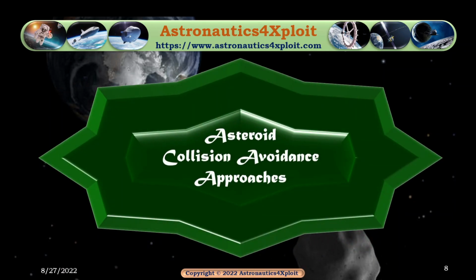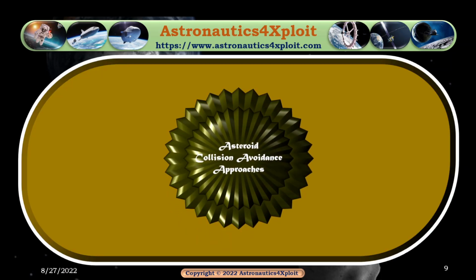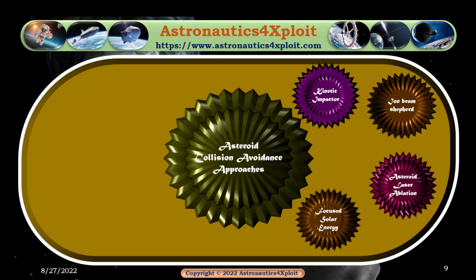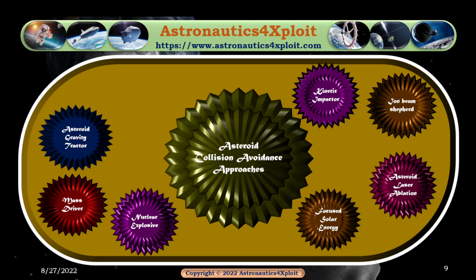Asteroid collision avoidance approaches. A number of approaches have been proposed for preventing collision of asteroids with the Earth. Some of these approaches are kinetic impactor, ion beam shepherd, asteroid laser ablation, focused solar energy, nuclear explosive, mass driver, asteroid gravity tractor, and use of conventional rocket engine.